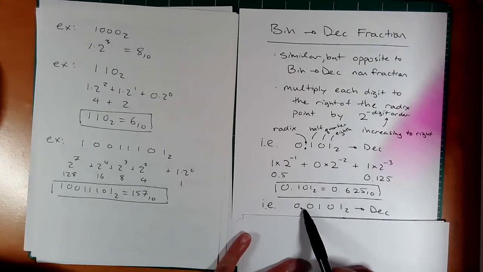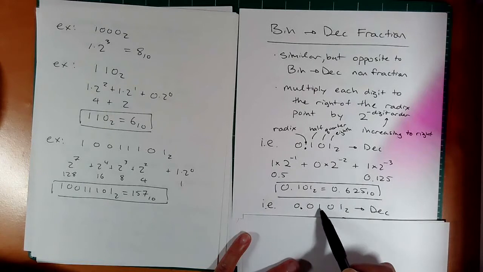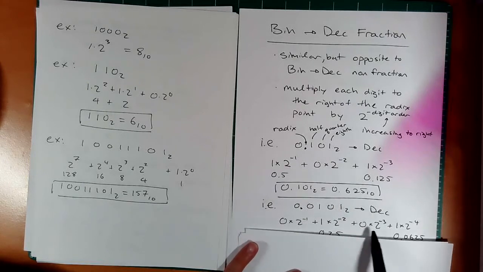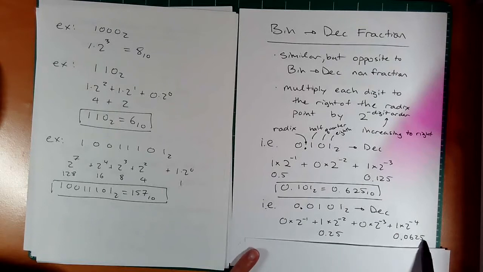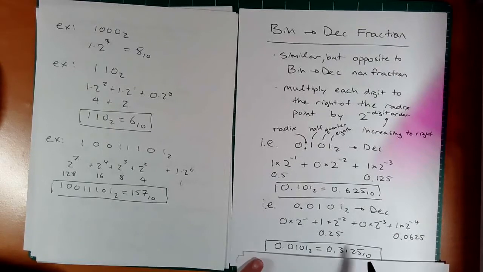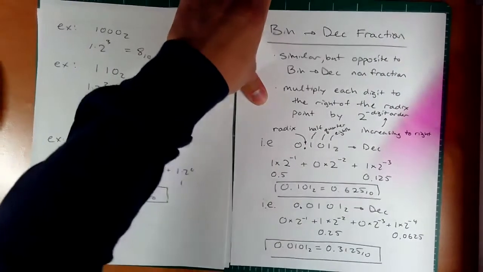Okay, let's do another example. What about this? 0.0101. Okay, so no halves place, that's gone, but I do have a quarter place and a 16ths place, right? So that's 0.0625 over here and 0.25 here. Add them together and I get 0.3125 base 10. So 0.0101 binary is 0.3125 base 10. Okay, so not too bad.